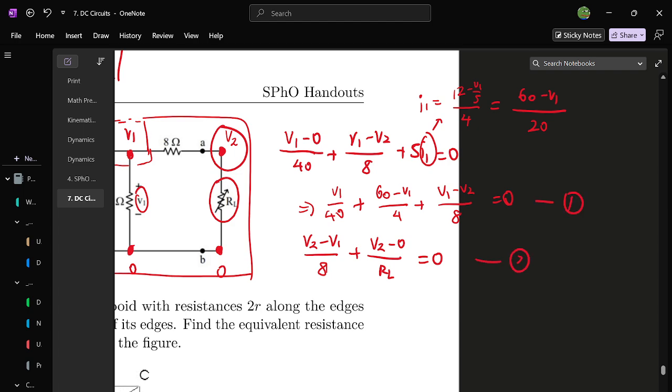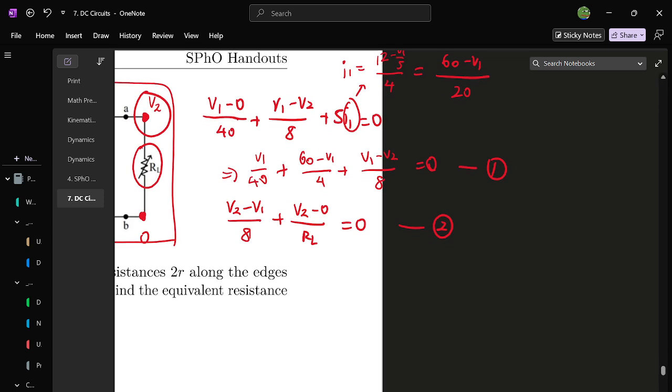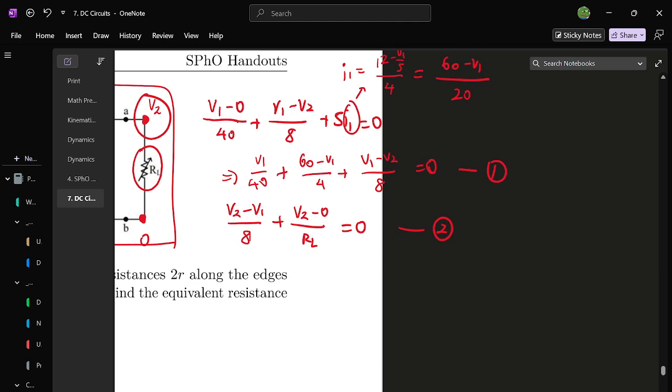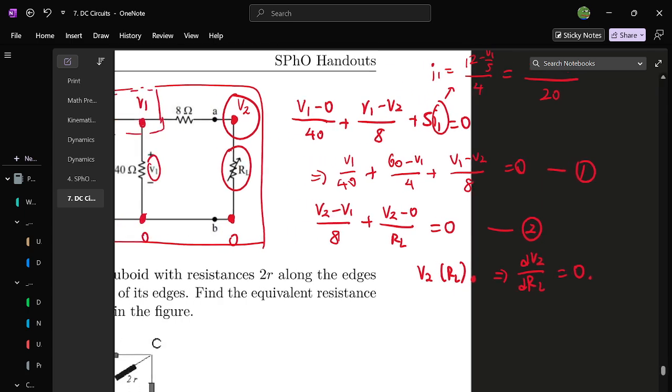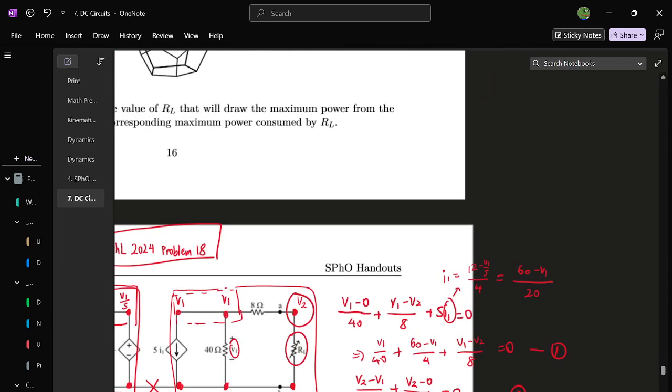So now you have two equations, and you technically have three unknowns, but it doesn't matter because you're maximizing something, so that's fine. Two equations, three unknowns is fine because you're maximizing something. So you can rearrange these equations. And what you want to do is find V2 as a function of RL, and then do this. Because you want to find the maximum power, and the power depends on V2.